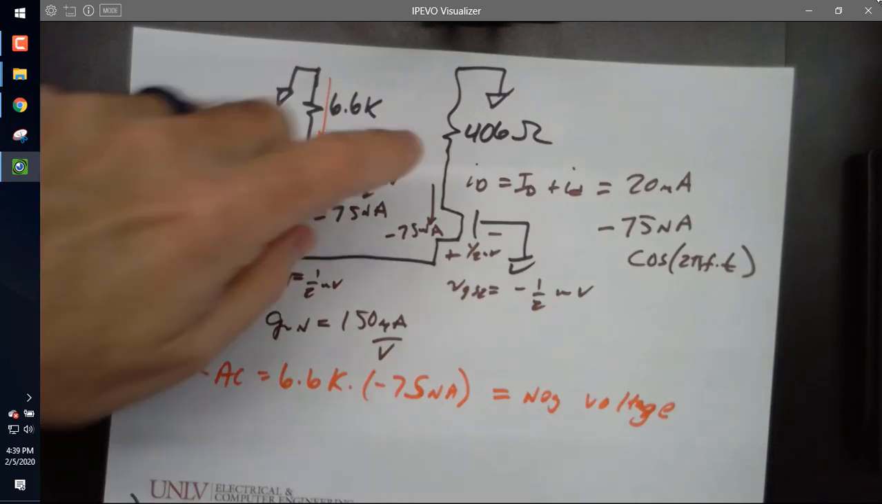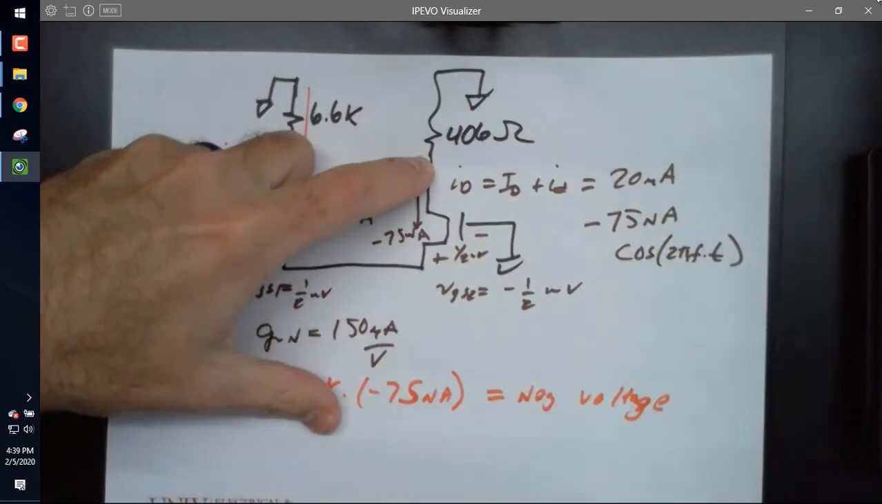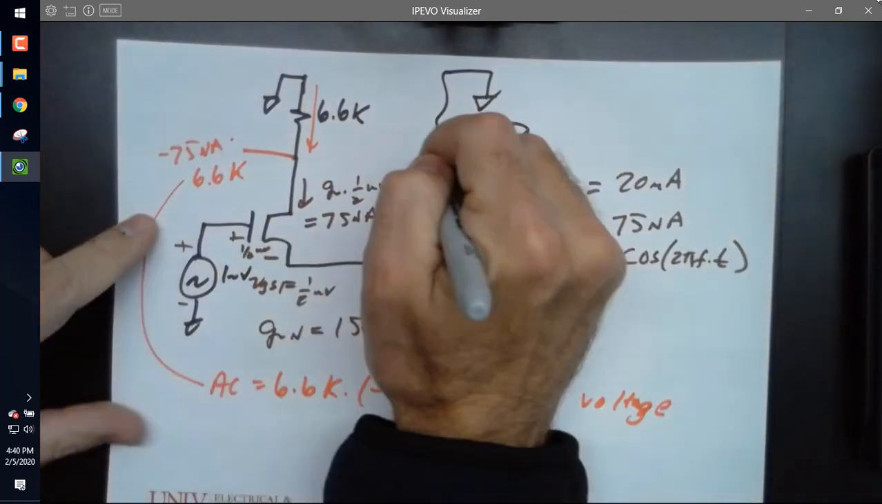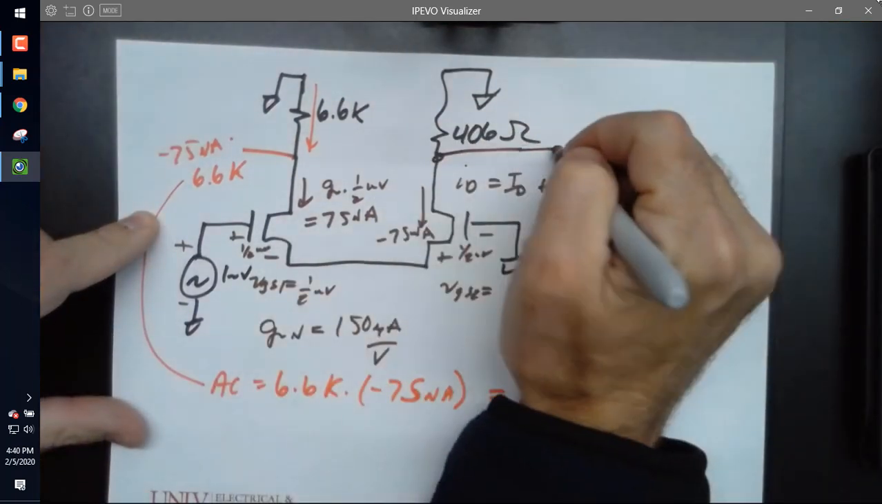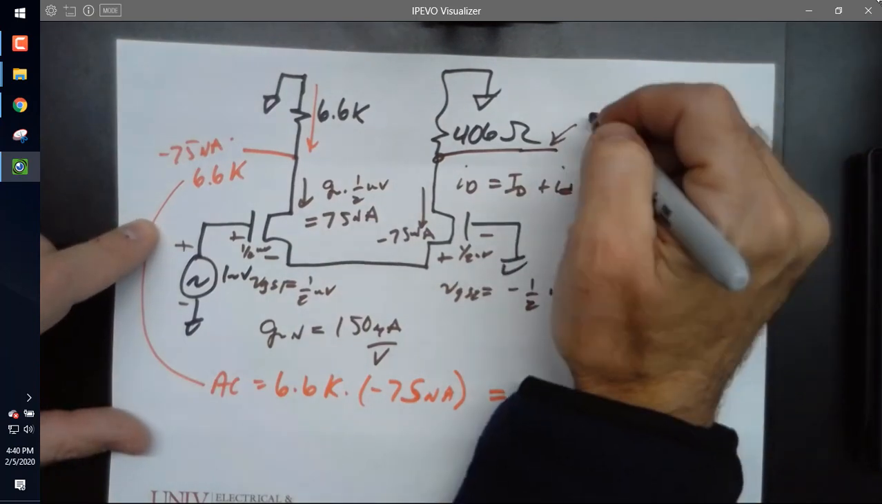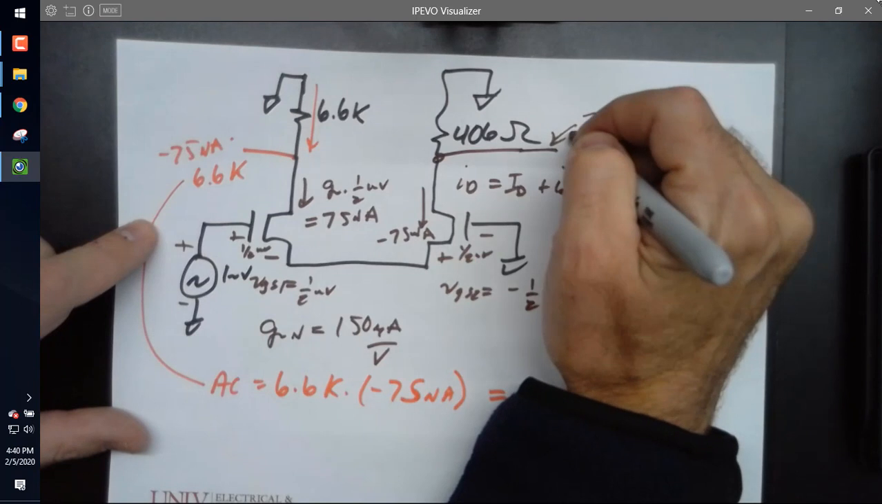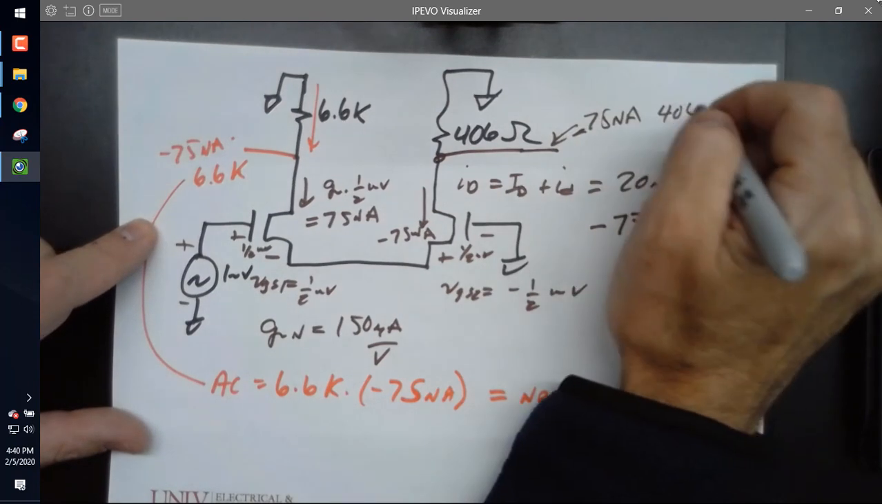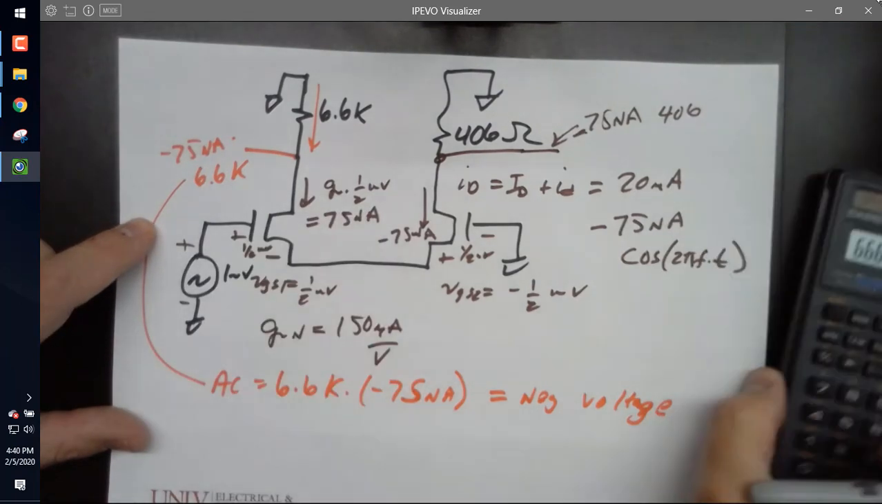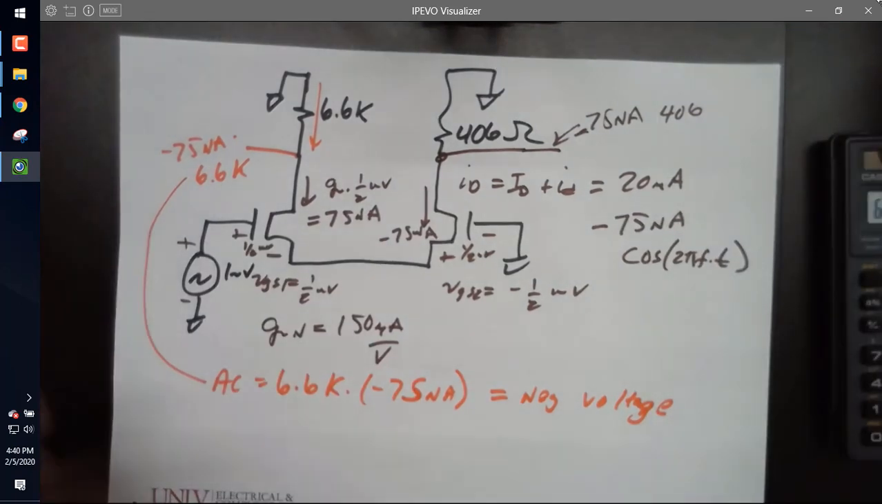And then if I look at this one, it's going to be what? What's the voltage? Minus 75 nano times 406. And that's just for the hell of it, or it's in the book. You can tell me what the numbers are in the book. Are there any questions on this before I simulate it?